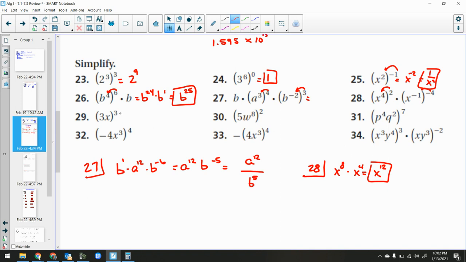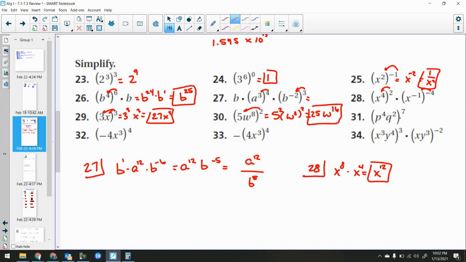Number 29. This is one where we distribute that power, so it'd be 3 to the 3rd, x to the 3rd. 3 to the 3rd is 27, so 27x to the 3rd. Number 30, same thing here. Distribute the power, so it'd be 5 to the 2nd, w to the 8th to the 2nd, so 25w to the 16th. And that's my answer.